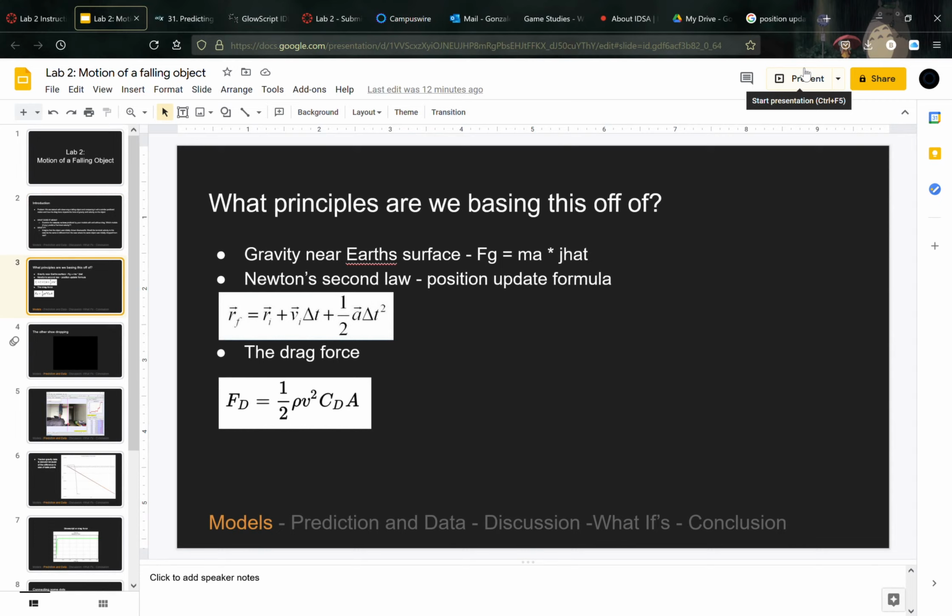The principles we're going to be using to solve these questions are gravity near Earth's surface, Fg equals ma, and of course Newton's second law, specifically the position update formula to help us plot our data points over time and see where the actual object is in the y direction as it's falling. The drag force is going to be used to show air resistance in a realistic setting.